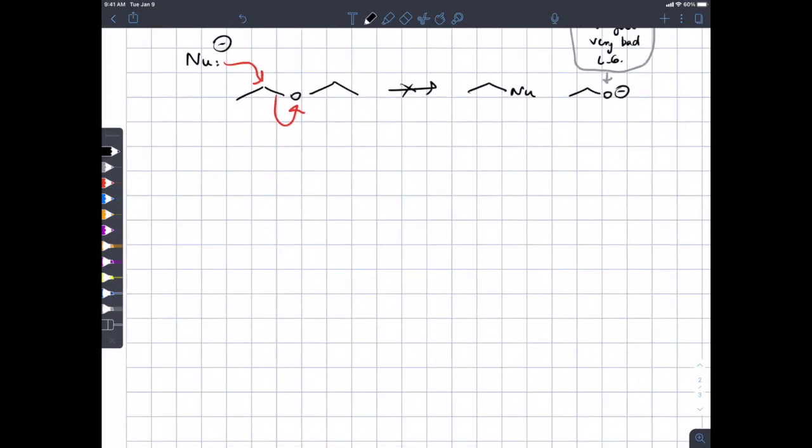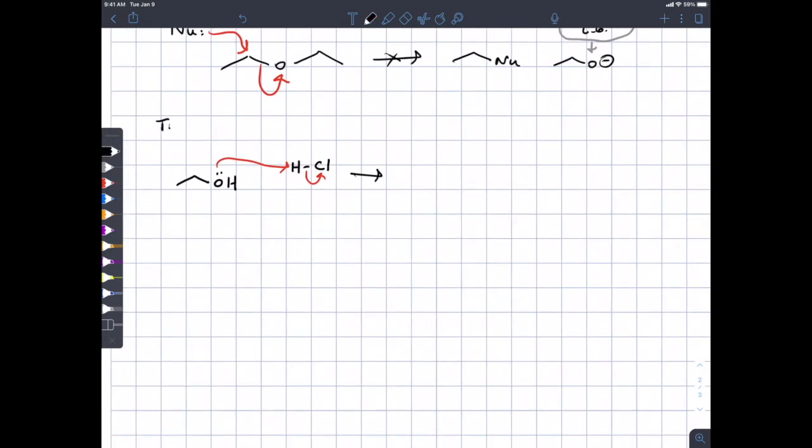Anyway, one of the simplest workarounds is to use an acid, like maybe HCl, to turn the OH group into a good leaving group. How does this work? Well, acid-base chemistry, which you know from chapter 2, will protonate the oxygen to create this oxonium ion.